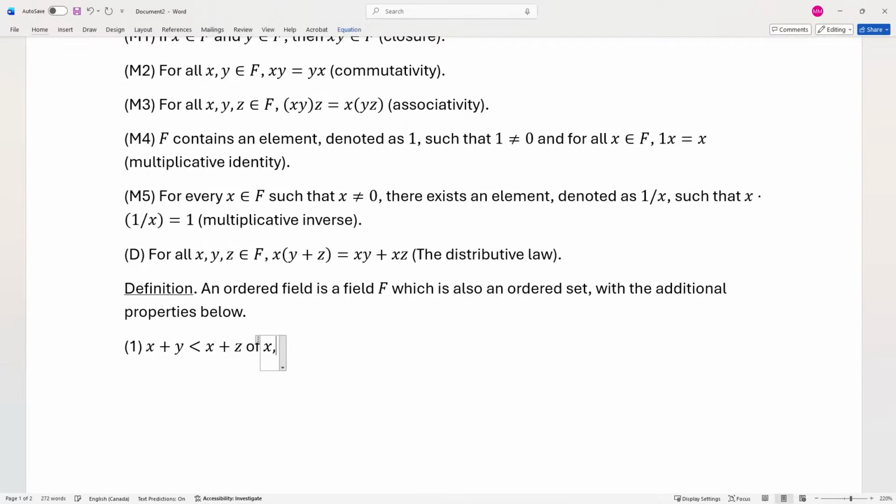If x, y, and z are in F and y is less than z. Okay, so that's a completely natural property to hold, right? We essentially want the order relationship to be compatible with the arithmetic, and also something similar for the multiplication. x times y is greater than 0 if x and y are in F and x and y are both greater than 0. So we want that. So that's an ordered field.